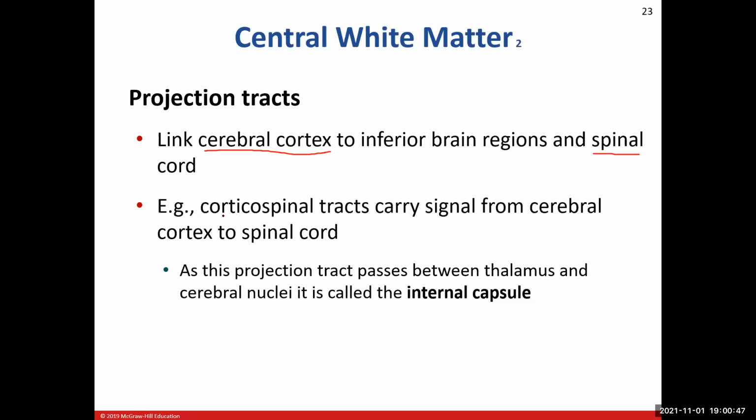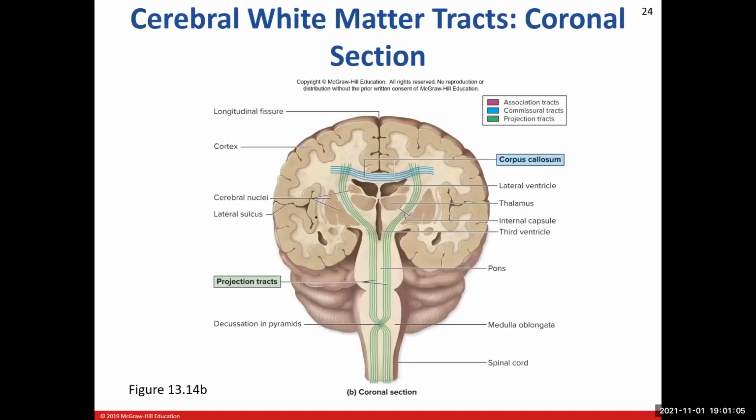We'll talk about these later on, but we give them a name, and the name tells you where it's coming from and where it's going to. So the cortico is referring to the cerebral cortex, and then spinal is where it's going into the spinal cord. We'll talk more about that later on. So that's what this picture is showing you. The green tracts are representing the projection tracts, and you can see they're starting up here in the cerebral cortex and then descending down into the brainstem and then eventually down here into the spinal cord.